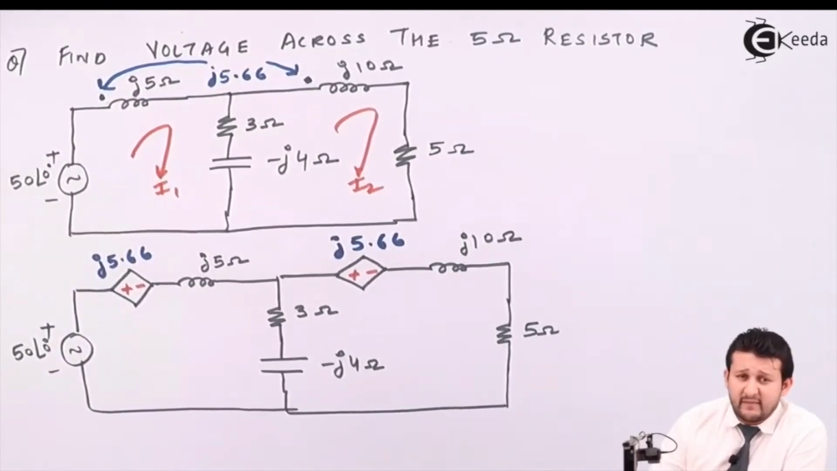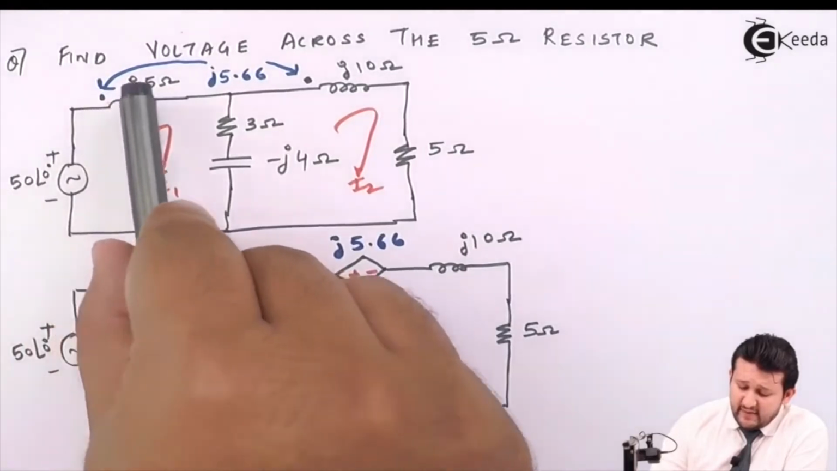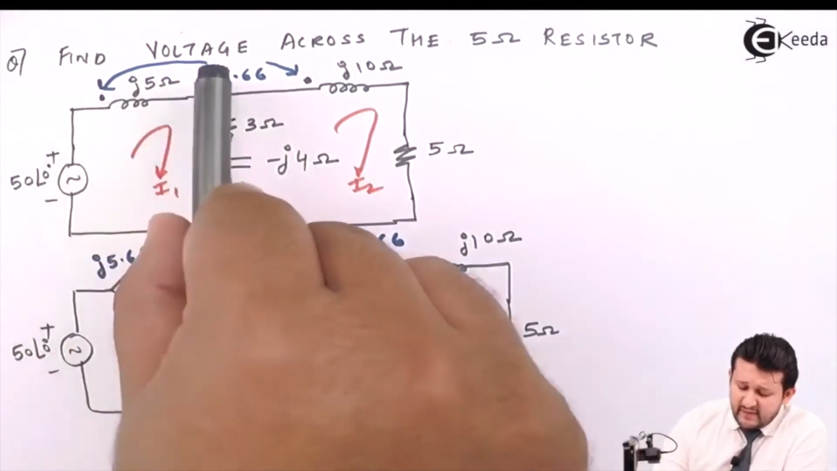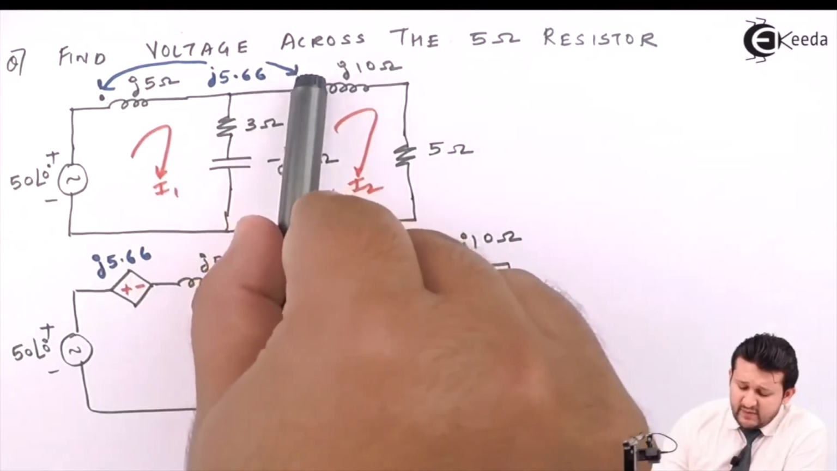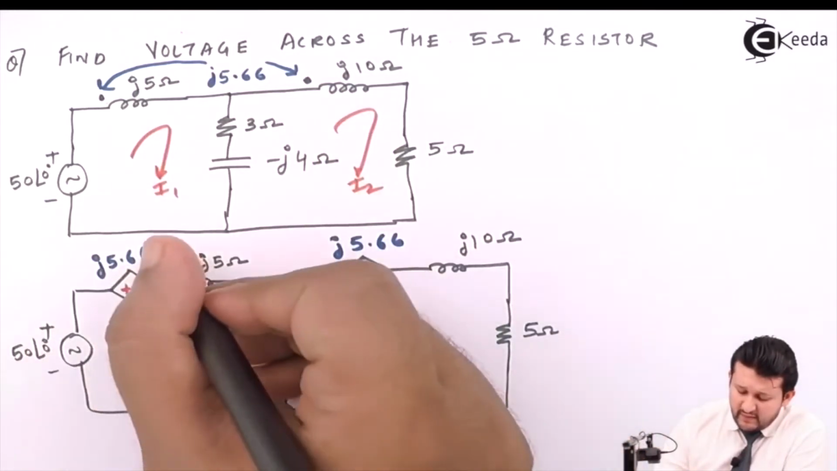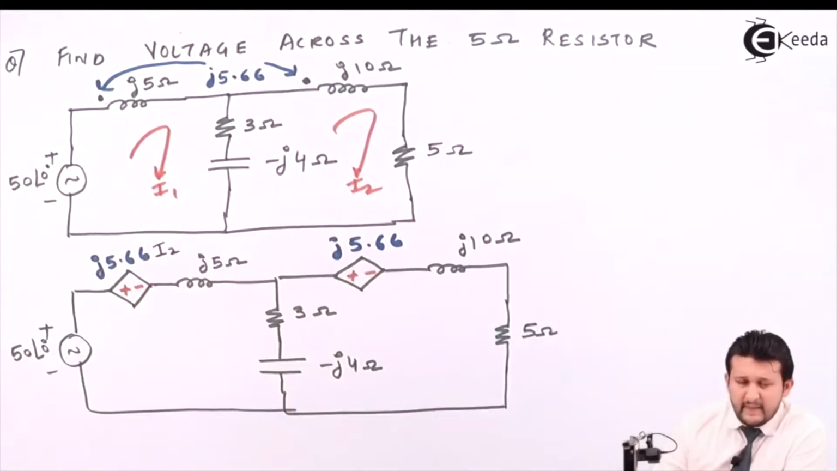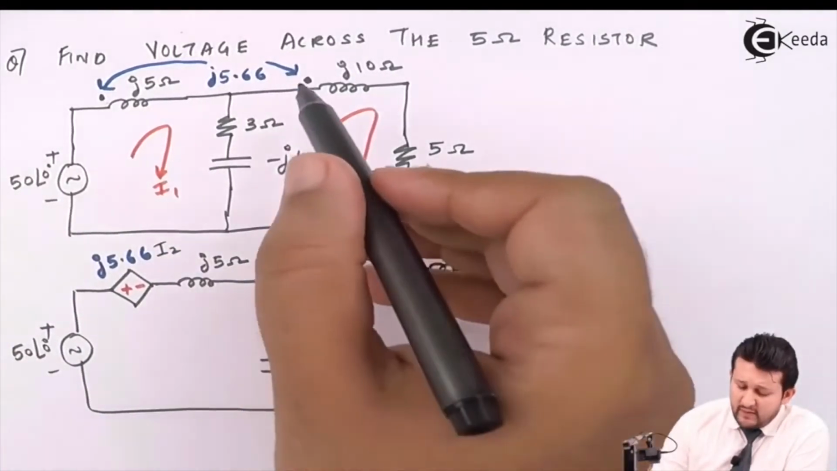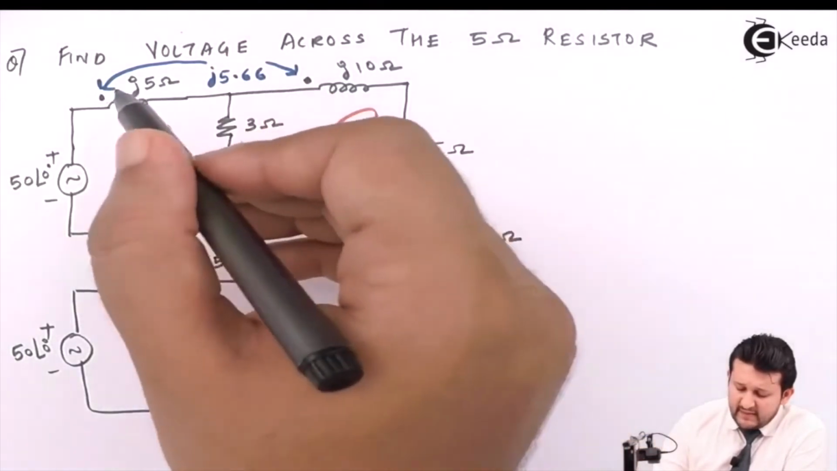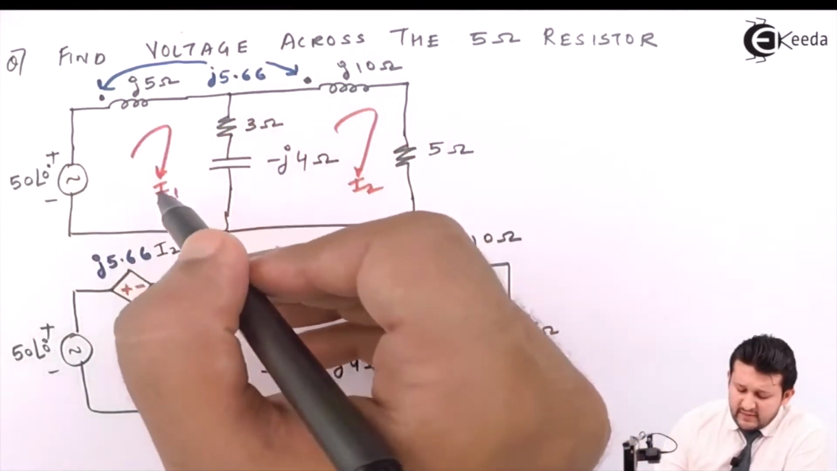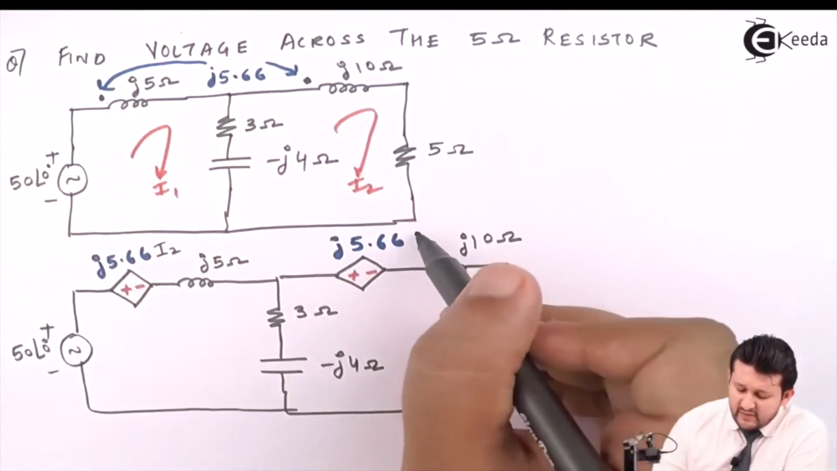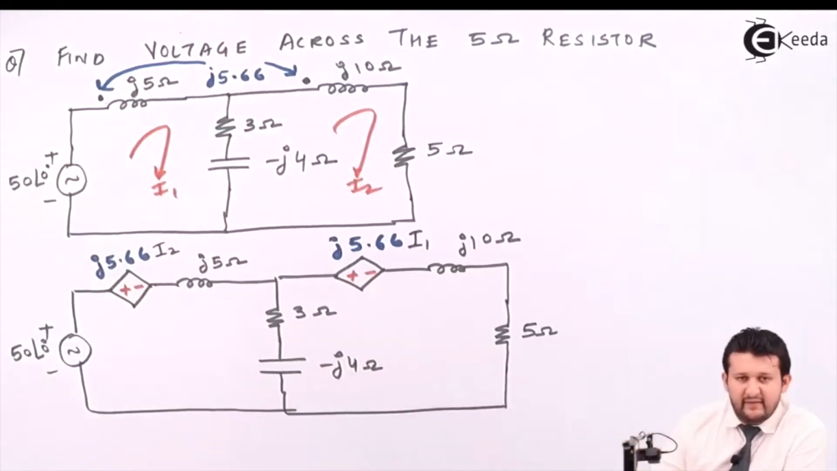When I say mutual coupling, I mean this couple depends on this point, and this couple depends on this point. When I say this is depending on this, in this point which current is flowing? You will say I2. So over here you will be writing I2. And I talk about this voltage. This coupling is depending on this couple. So in this coupling point, which current is flowing? I1. So your voltage value will be I1.